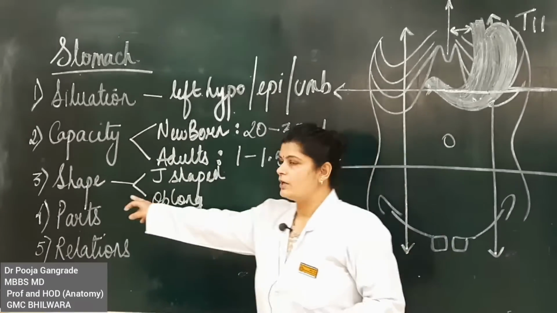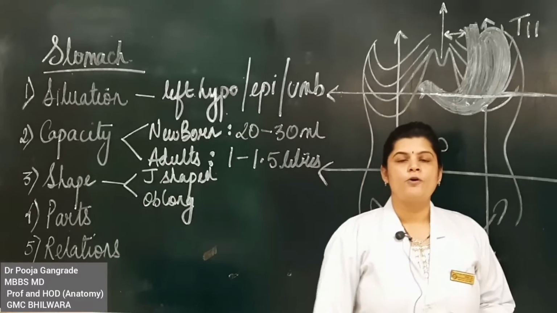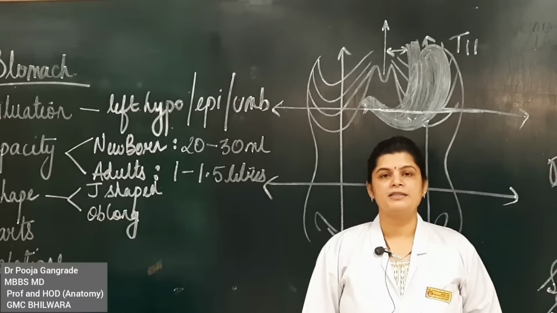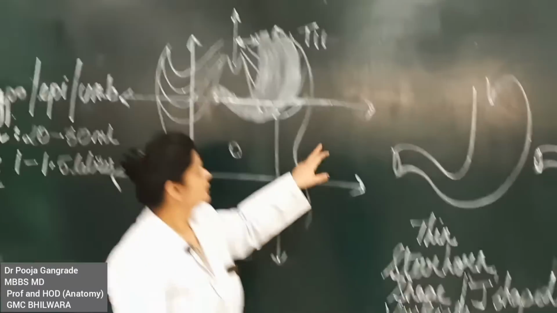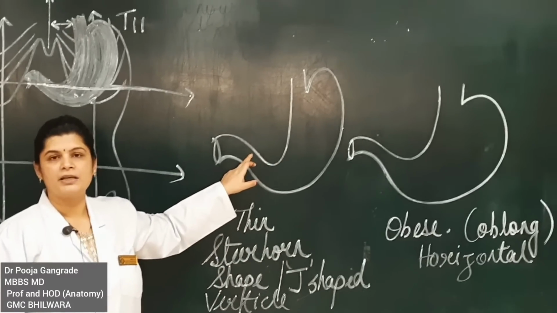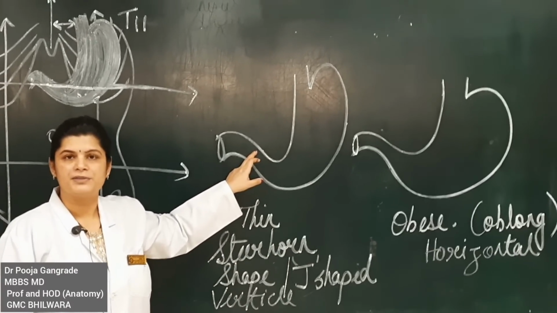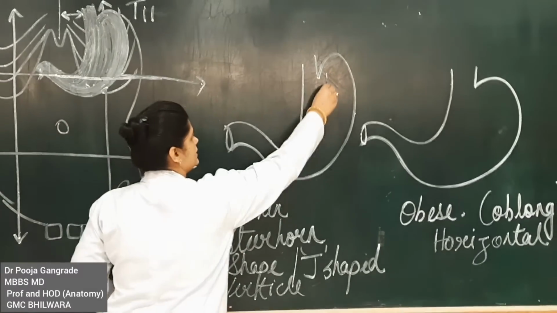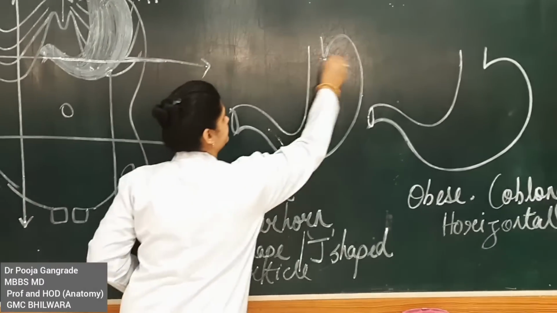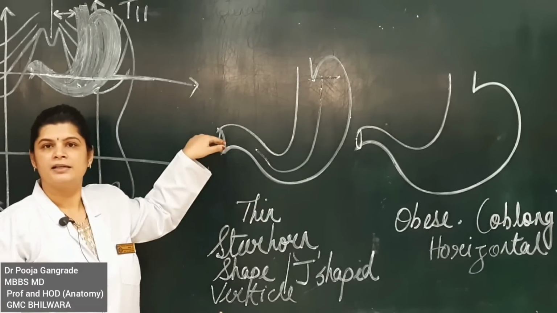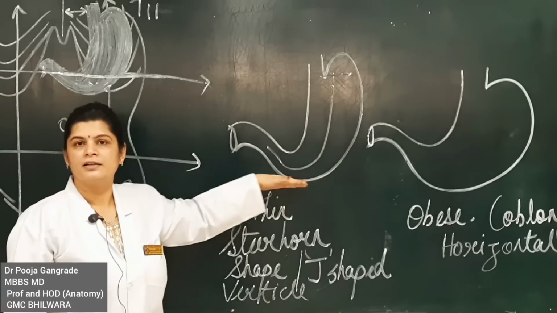Now let's go down to the shape. In a normal healthy adult, the stomach is J-shaped. Look at these 2 diagrams. Please concentrate on this diagram. In a healthy normal adult, the stomach is J-shaped. Can you appreciate this? J. It is vertical.